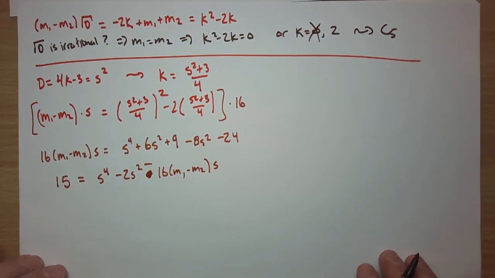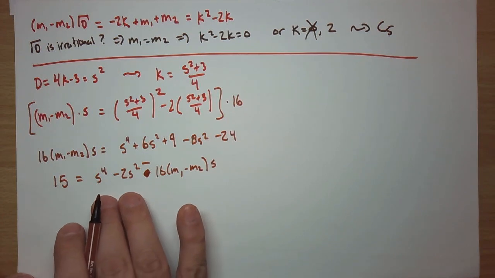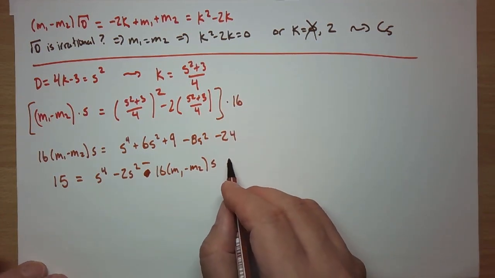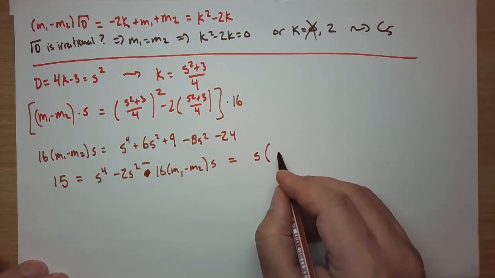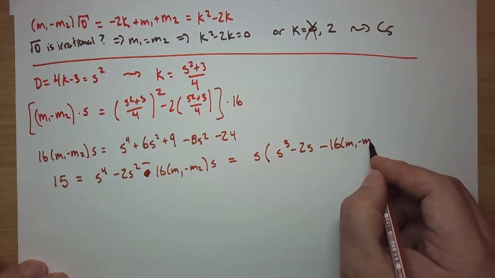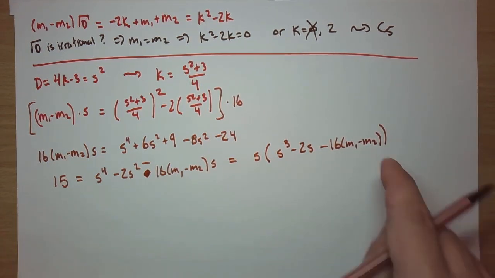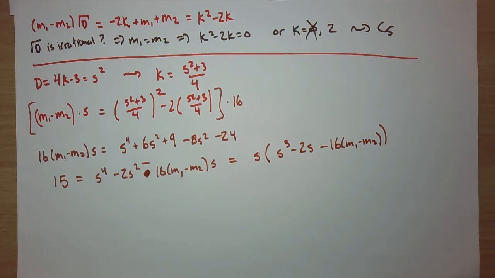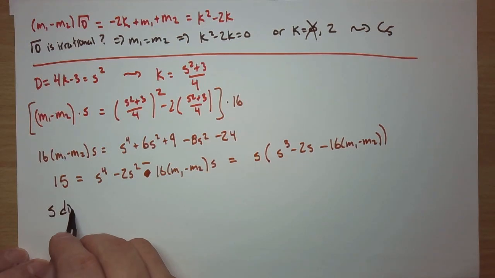All right. What do you notice about all these terms now on the right-hand side? S in common. So s times s cubed minus 2s minus 16 times m1 minus m2. And remember, the m's are multiplicities. They're whole numbers. So s is an integer. S cubed minus 2s minus 16 times m1 minus m2 is an integer. And you multiply these two integers together and you get 15. Now we use very simple number theory and say, hey, s divides into 15.